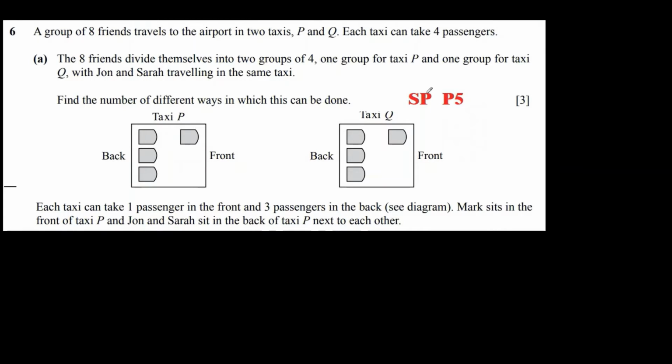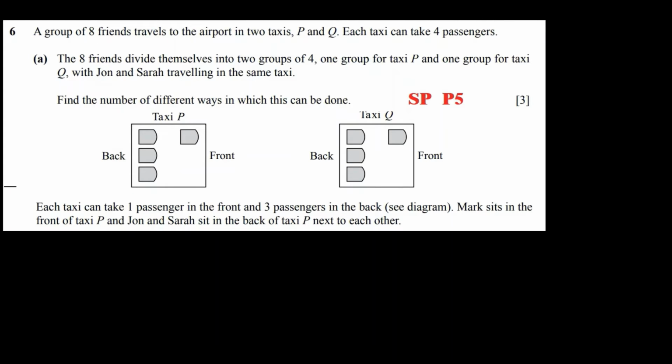This is a bonus question. It is from Specimen paper of 2020, paper 5. A group of 8 friends travel to the airport in 2 taxis, P and Q. Each taxi can take 4 passengers, and of course the driver will be here. The 8 friends divide themselves into group of 4. One group for taxi P and one group for taxi Q. John and Sarah are traveling in the same taxi. That means both of them are either in taxi P or taxi Q. So let's focus on taxi P first.